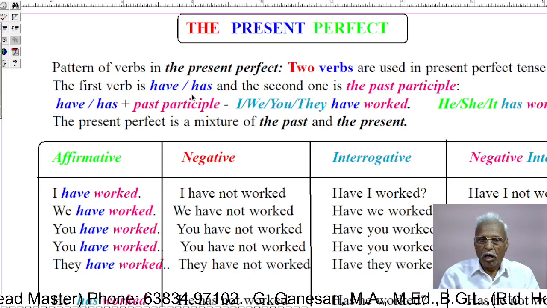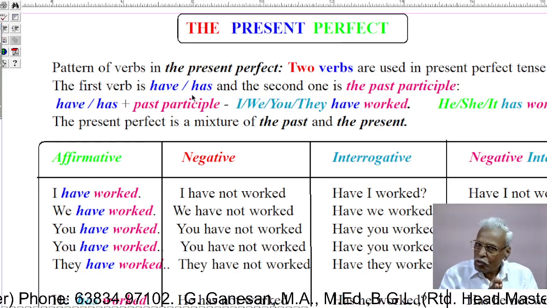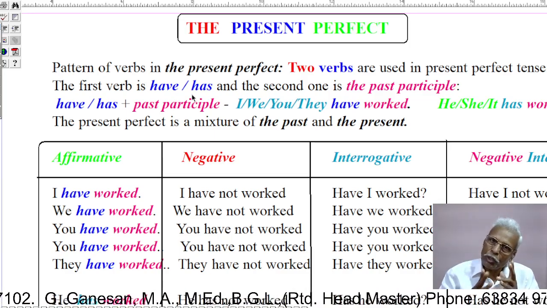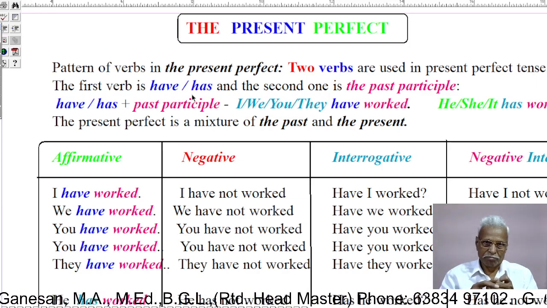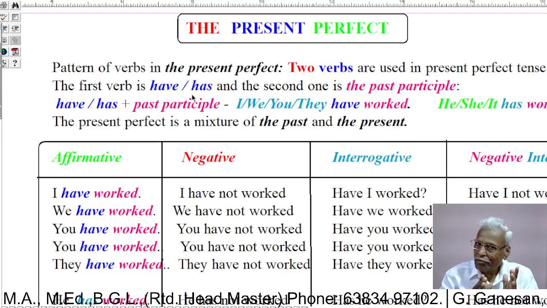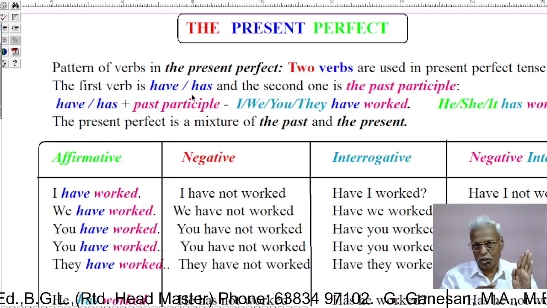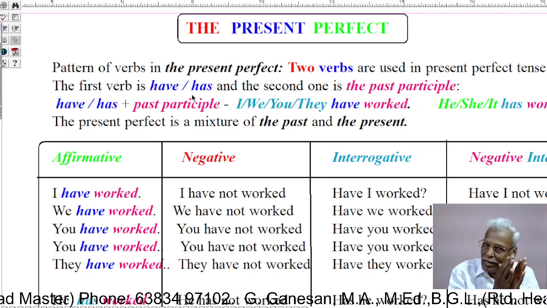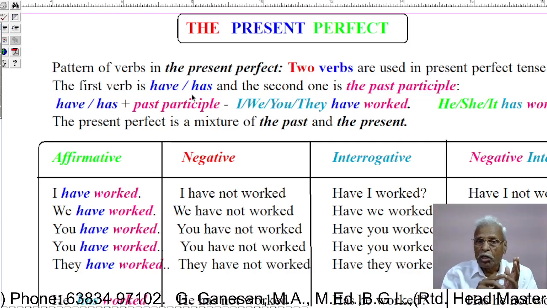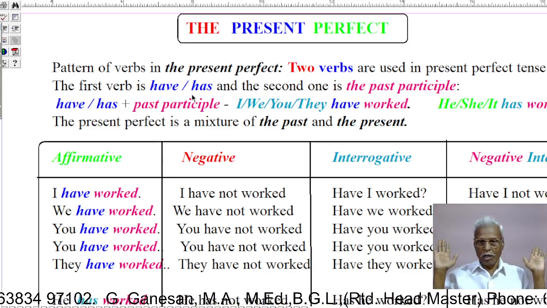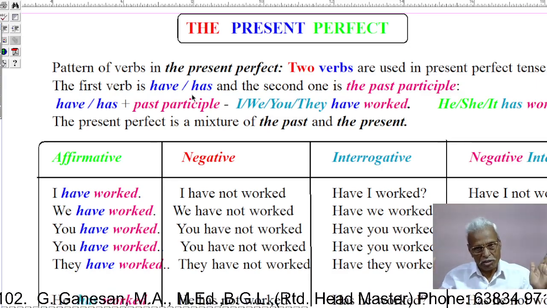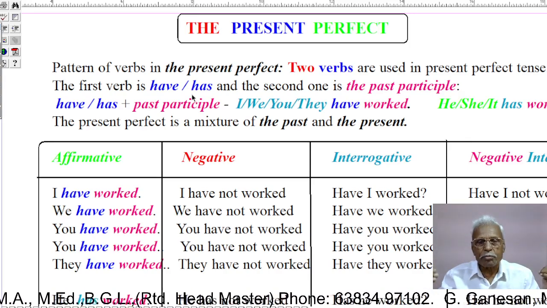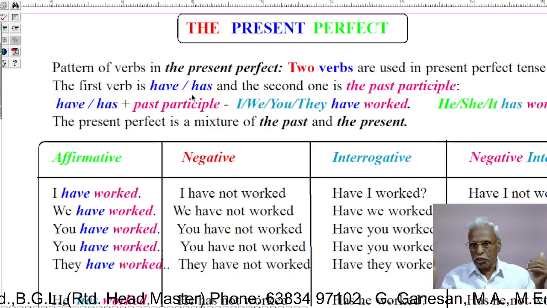Sentence pattern, see. Have is the auxiliary verb for the first person plural, first person and second person singular and plural, and third person plural, they. Have is used as the auxiliary verb for the subjects I, we, you, they. And has is used as the auxiliary verb for the third person singular, he, she, it. So, I, we, you, they have worked. Worked is the past participle of the verb work. He, she, it has worked.